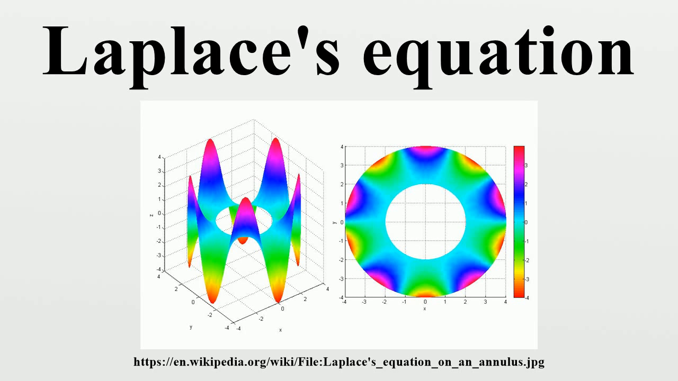If the right-hand side is specified as a given function, h, i.e., if the whole equation is written as [equation], then it is called Poisson's equation. The Laplace equation is also a special case of the Helmholtz equation.